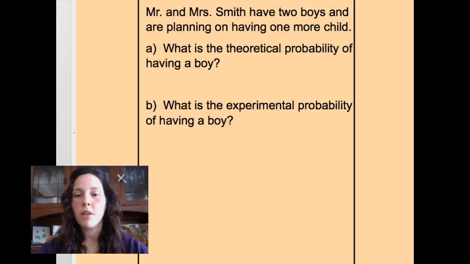And our last example for this lesson, we've got a family with 2 boys, and they're planning on having 1 more child. What's the theoretical probability of having a boy? Well, 1 out of 2. There are 2 possibilities for the gender of your child. Only one of those is a boy, so that's theoretical. However, their experimental probability, they have 2 boys out of 2 children. So experimentally, they have a 100% chance of having a boy.